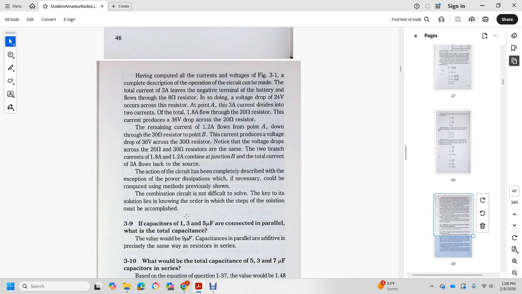Combination circuits are not difficult to solve. The key is that the solution is known if the orderly steps of the solution are accomplished.